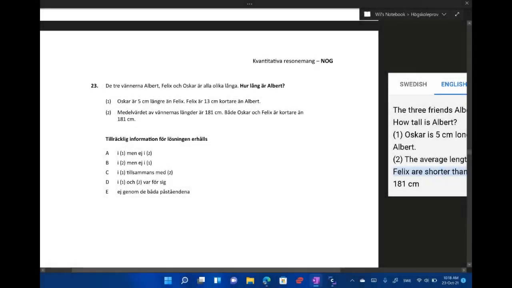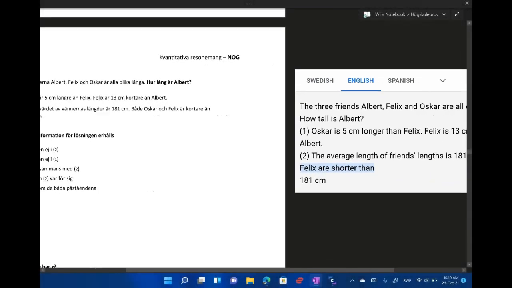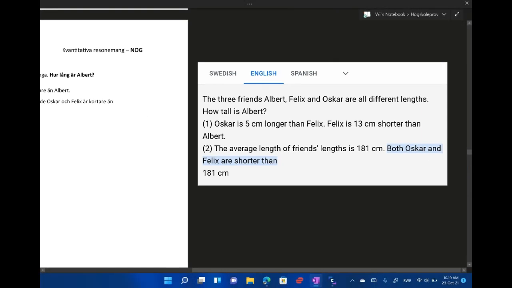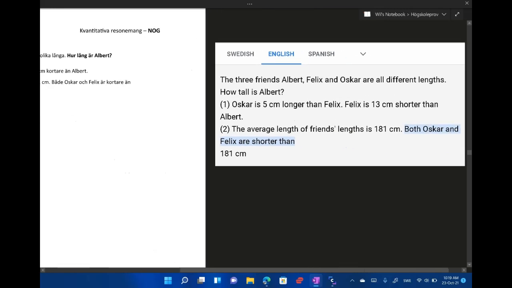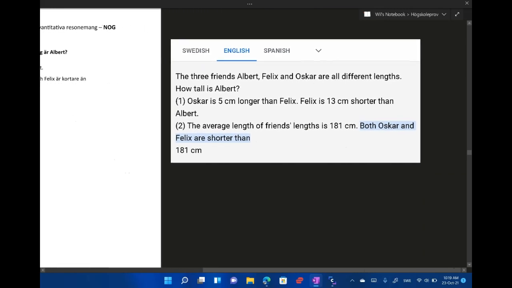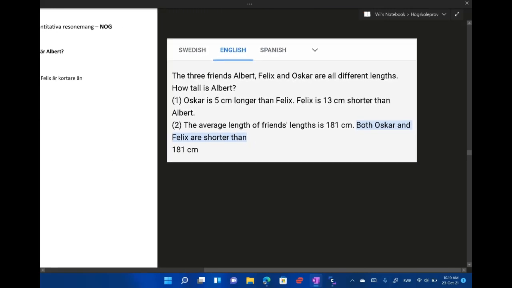So question 23, I had to do some Google translating. It says 3 friends, Albert, Felix, Oscar, are all different sizes. How tall is Albert? In these questions, they give us 2 hints, and afterwards we need to decide, was it enough information given just one of them, or both of them, or maybe none of them? So it says Oscar is 5 centimeters longer than Felix. Felix is 13 centimeters shorter than Albert.